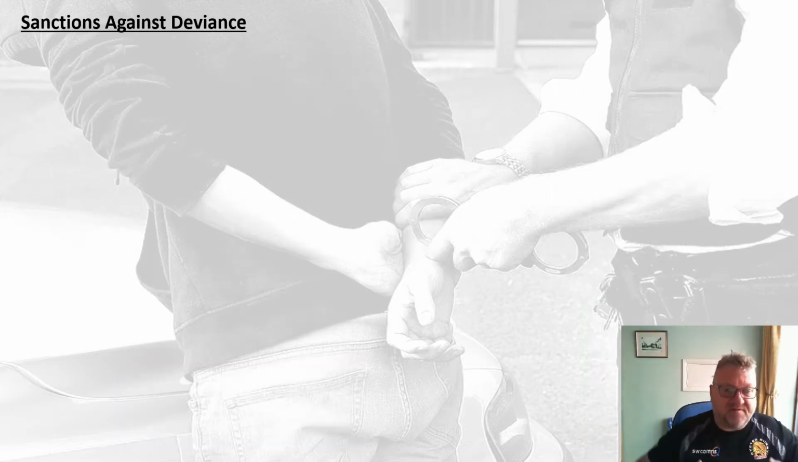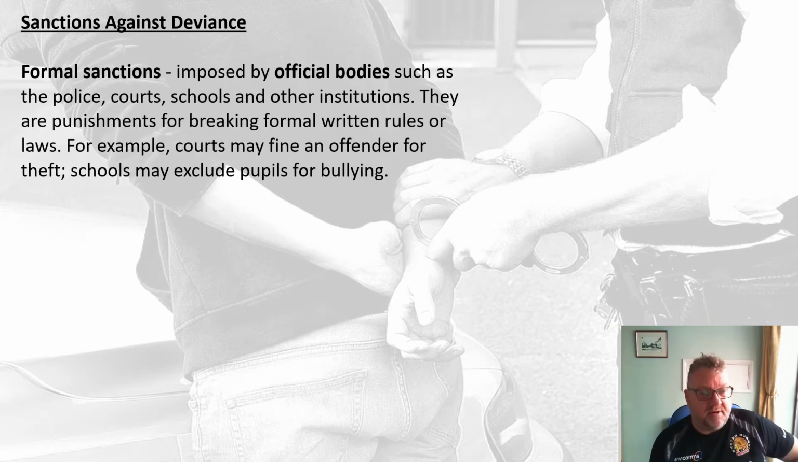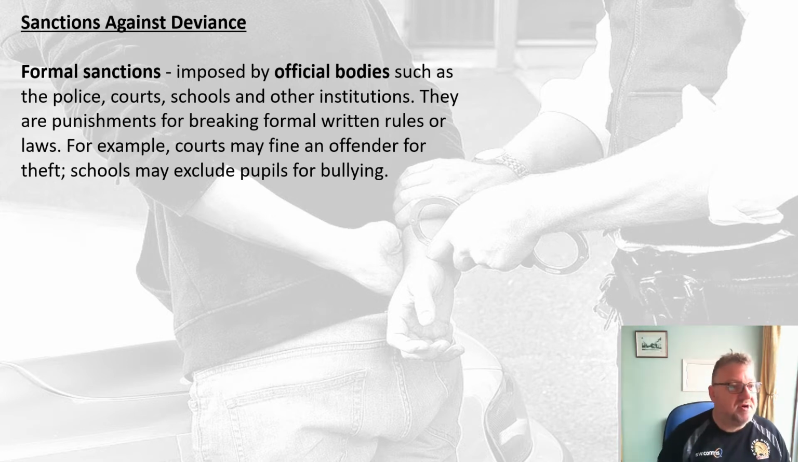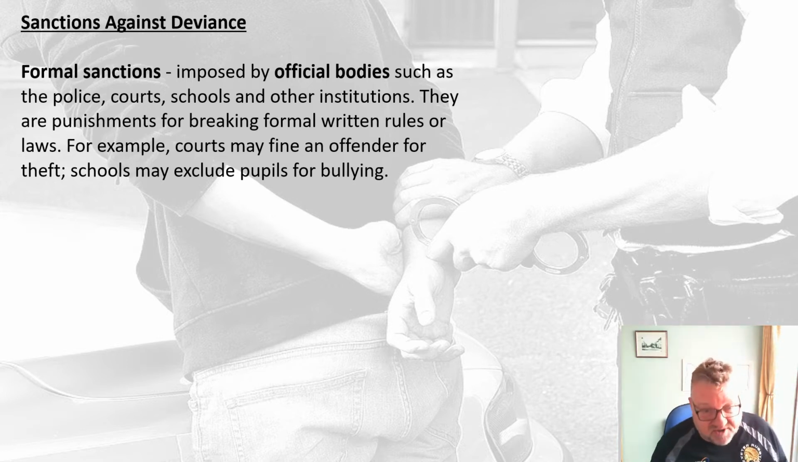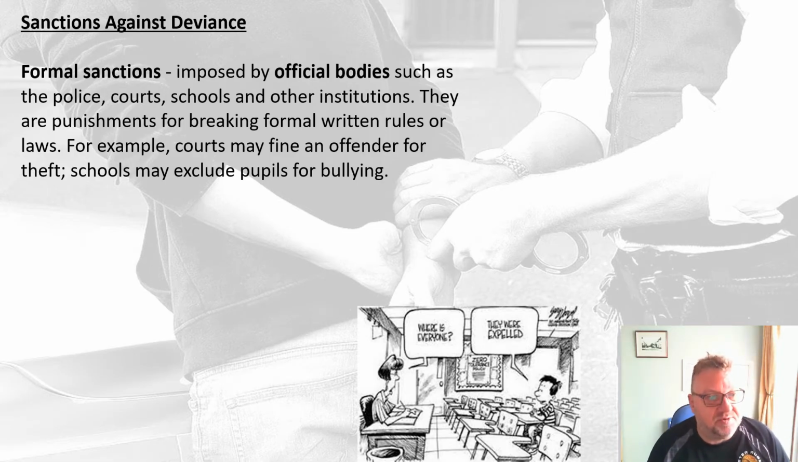So now we've defined what deviance is. What are the sanctions? In any question you get on deviance, try and show what sanctions we give against deviance. Now, obviously, if it's a crime, you can have a formal sanction. So that's formal sanctions imposed by official bodies such as the police, the courts, schools, other institutions. So they're punishments for breaking the rules or the laws. So, for instance, a court may fine an offender for theft, or schools can exclude pupils for bullying.